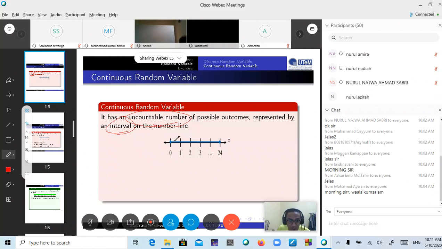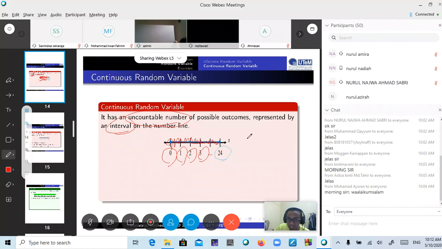So this one is also including, if you look at this line. It means all the numbers between 0 and 24 are included, even decimals. For discrete, it is only these values 0, 1, 2, 3 and 24, for example. But for continuous, it is including. If you look at the blue line, it is included. That is why we draw it directly like this. So that one is the continuous random variable.